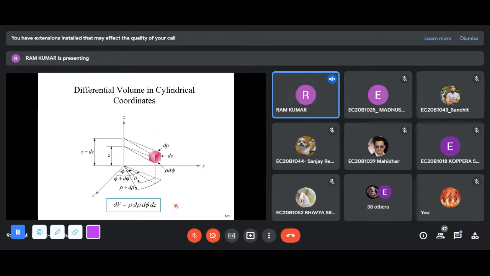You should remember this equation when we solve in a cylindrical coordinate system, to find out a differential volume.